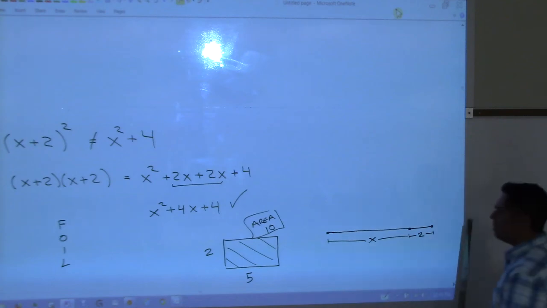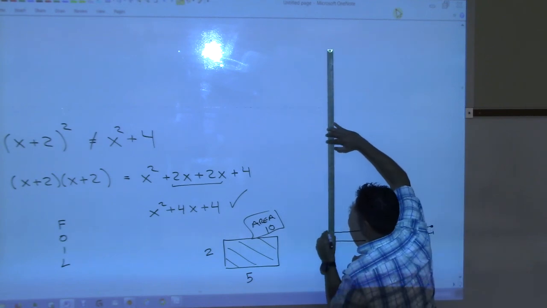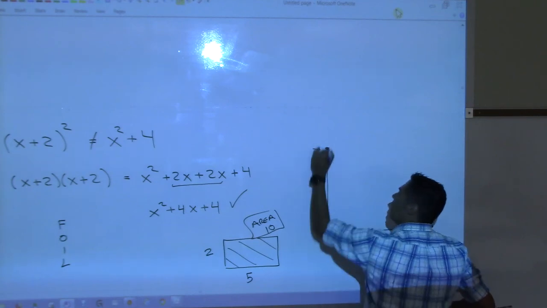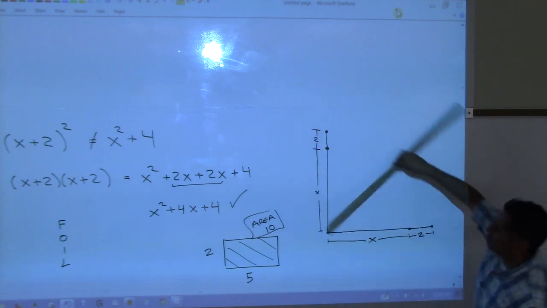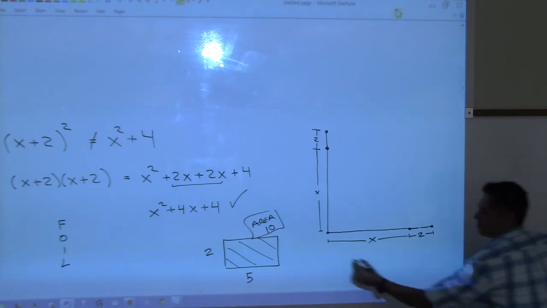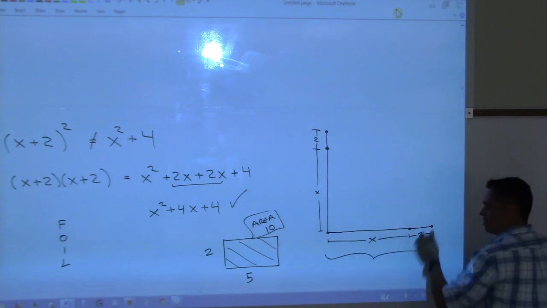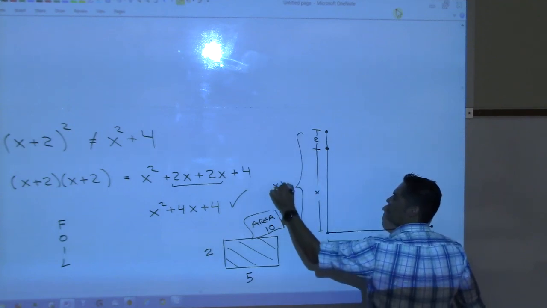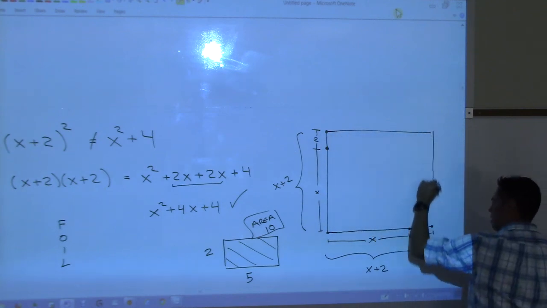Let's see what happens. Now, what I'd like to do is take that same measurement, but I'm going to put it up like this. So, like that. From here to here, that's x. And then from here to here, that's 2. Okay, so I took this picture, I just made it go like that. Now, how long is this side right here? How long is that side? It's whatever x is plus 2. How long is this entire side? X plus 2, right?